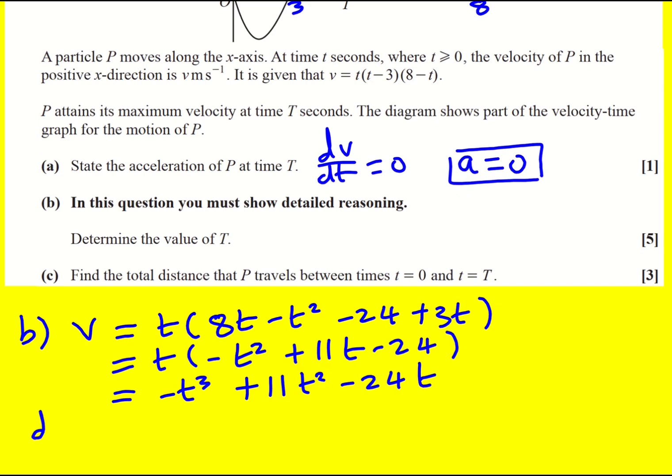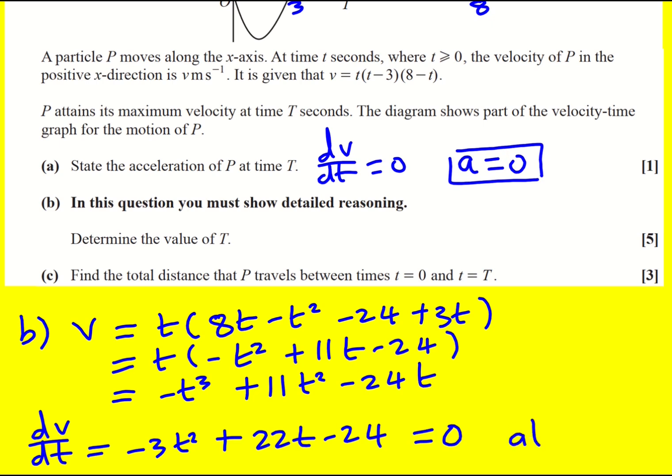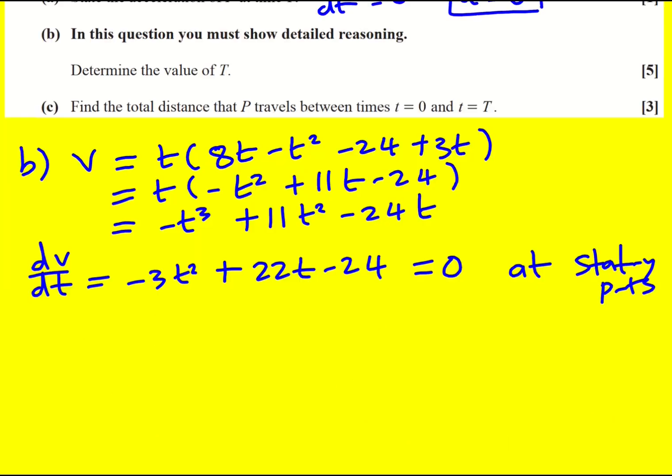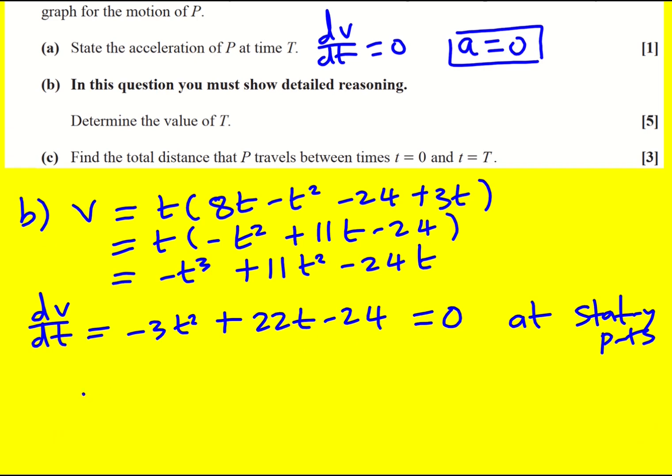Okay, next let's differentiate it. So it's going to give minus 3t squared, bringing the power down and subtracting 1, plus 22t minus 24. And this is going to equal 0 at stationary points. Okay, so they've asked for detailed reasoning, so I can't just stick this in my calculator. I'm expecting it to factorize. First up, I'm going to make it so the 3 is positive, so basically swap all the signs around.